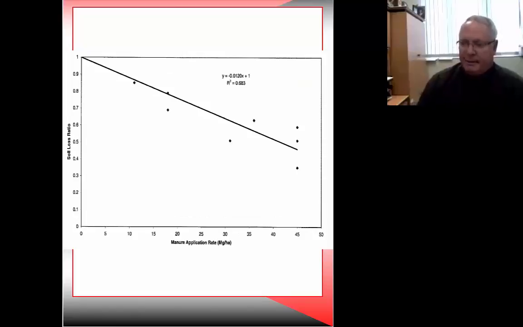We were also able to develop a similar regression equation looking at soil loss ratio as a function of manure application rate. And again, we see that as you increase the manure application rate, you're going to increase the erosion reduction effectiveness caused by the manure.